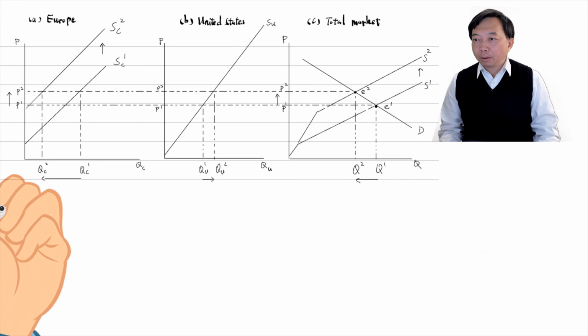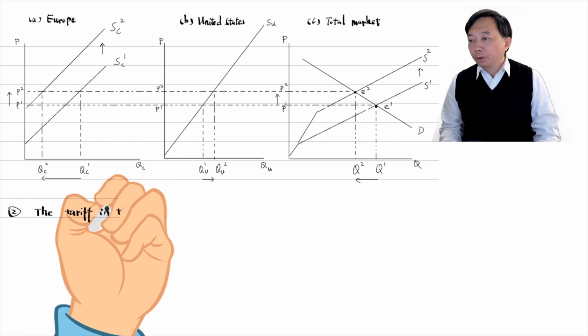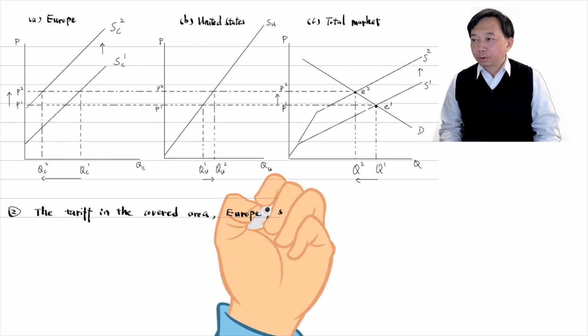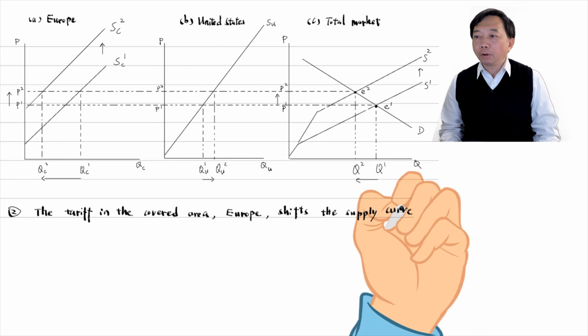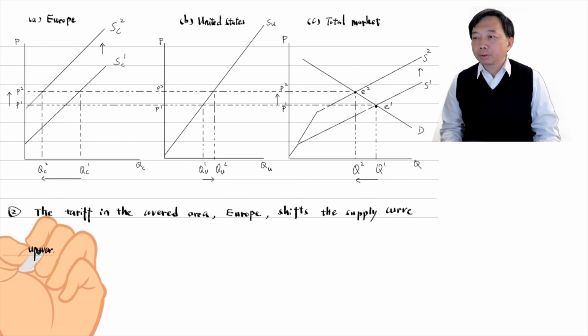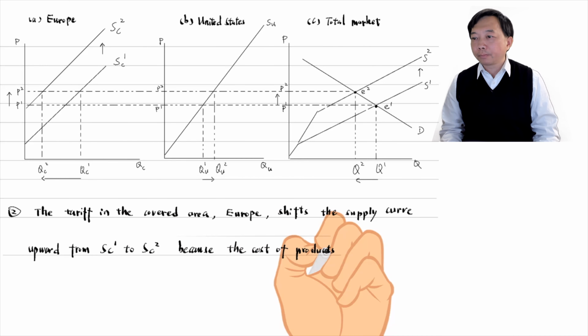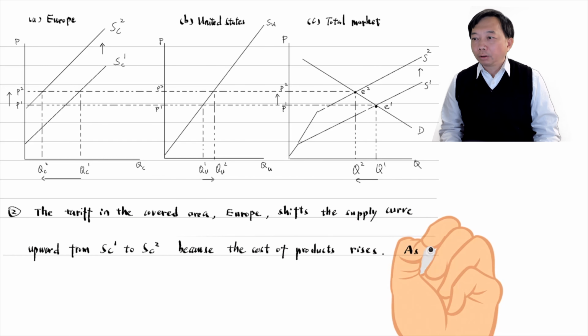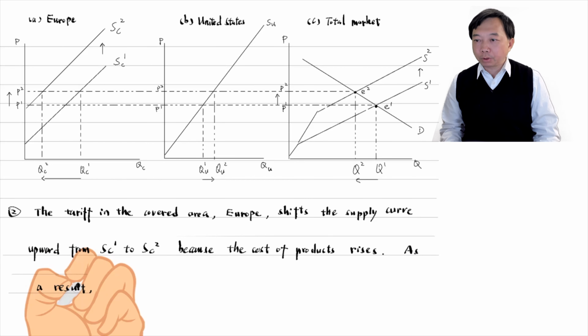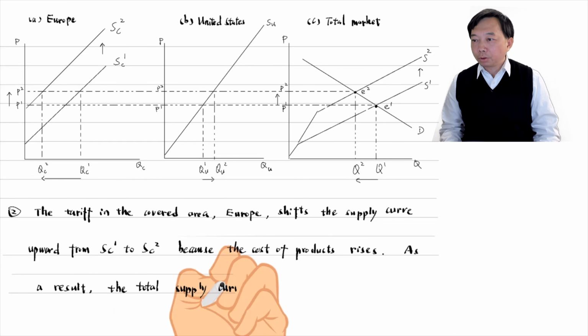In the second step, we show the shift in the supply curve in the covered area, Europe, and the resulting shift in the total supply curve. The tariff in the European market shifts the supply curve upward from SC1 to SC2 because the cost of products rises. As a result, the total supply curve also shifts upward from S1 to S2.